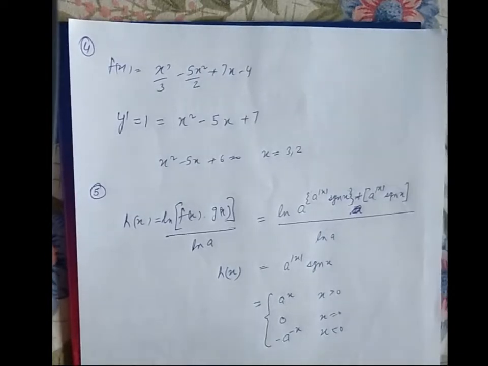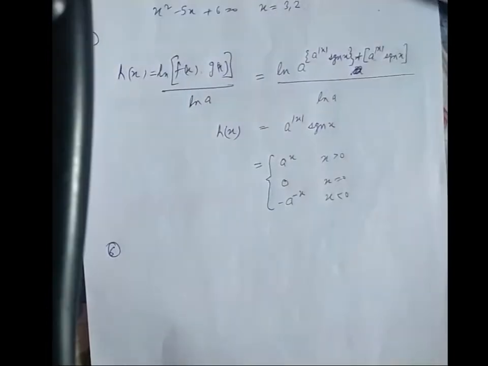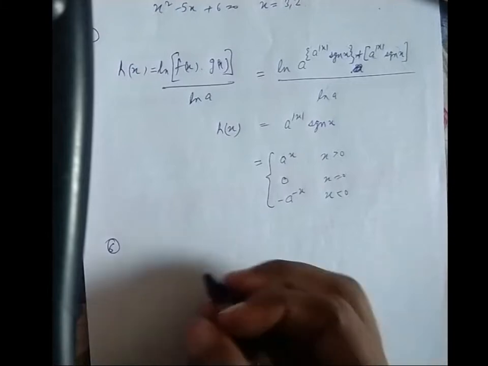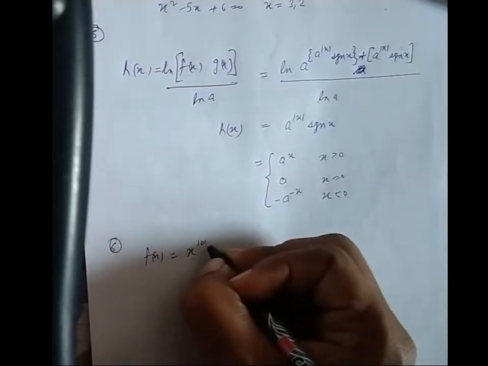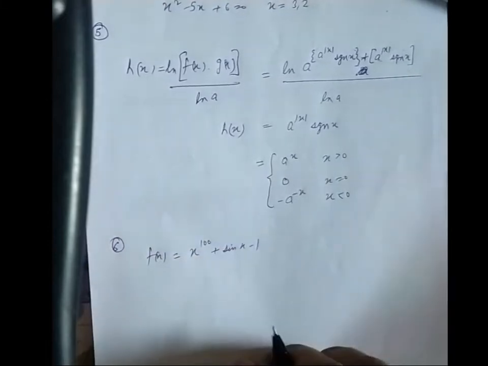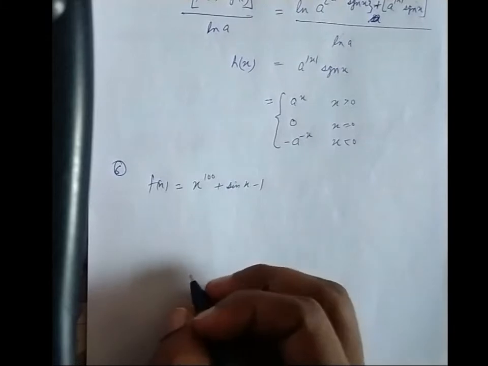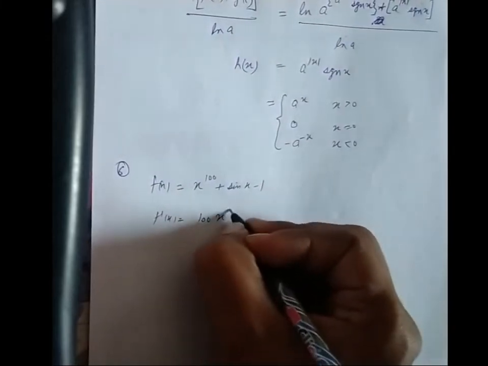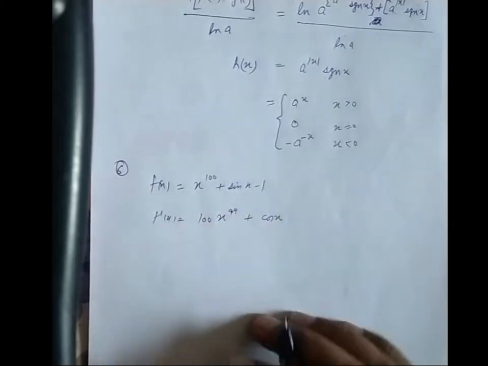Moving on to the next question, question number 6. In this question we need to calculate the interval in which the given function is increasing. So f(x) is equal to x power 100 plus sin x minus 1. Okay, so we need to calculate f dash for this. f dash x would be equal to 100 x power 99 plus cos x.